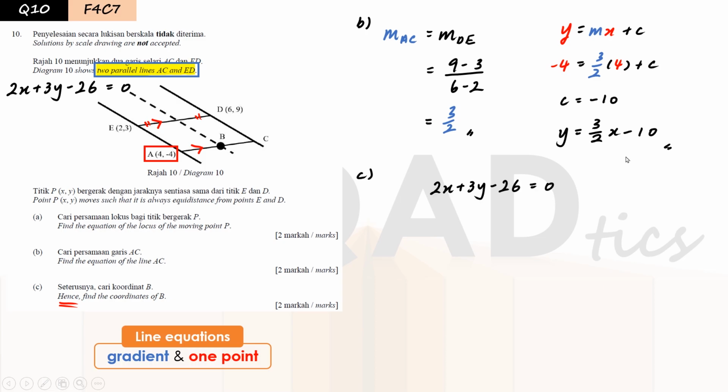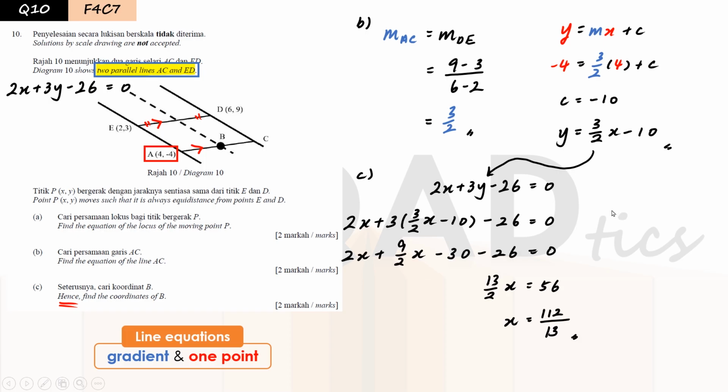So the easiest way to do this is I would be inserting this equation into the part A equation. Okay, so it's easier because here the equation is already y equals to something. So I can just insert into here and change the value of y. Alright, and then here we'll just be simplifying, and then find the value of x. So the value of x here will be a bit weird. It will be 112 over 13, and then we insert this value back into the equation in part B and find out the value of y, which is 38 over 13.